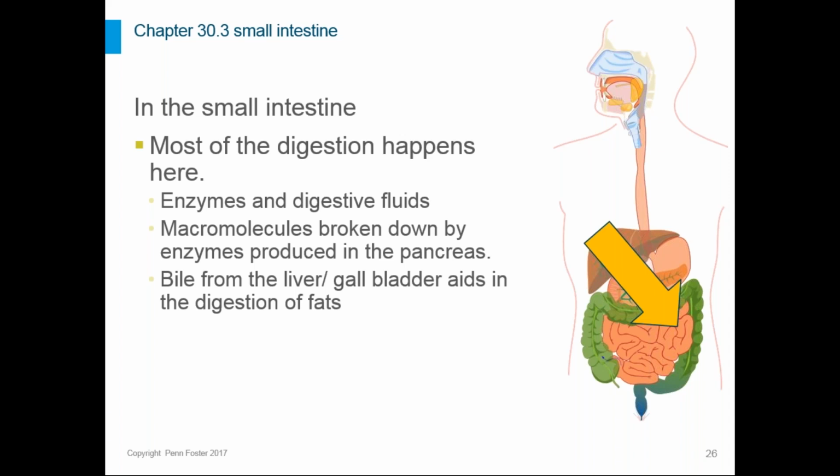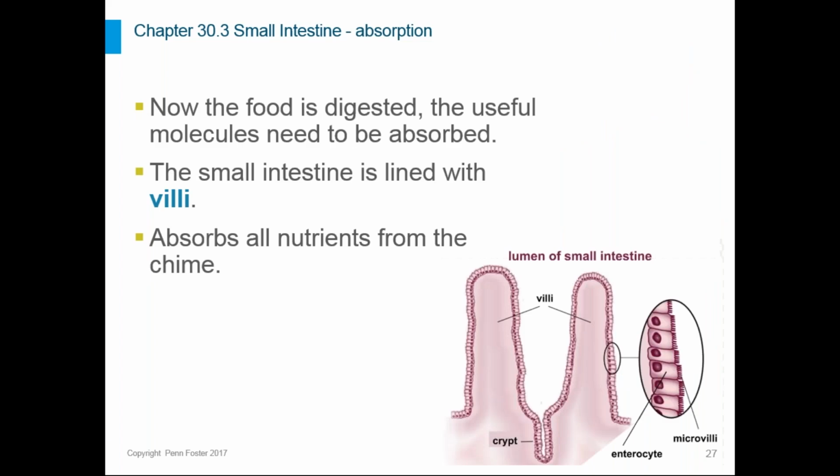So now once the food is digested, the useful molecules need to be absorbed. And then we need to get them from the digestive system into the bloodstream so they could go to all the cells and be useful. So the small intestine is lined with structures called villi, which increase the surface area. And all they are is these structures along the lining of the small intestine that stick up, and they just provide all this extra surface area for the chyme to come into contact with it, and then they will absorb all the nutrients from the chyme.